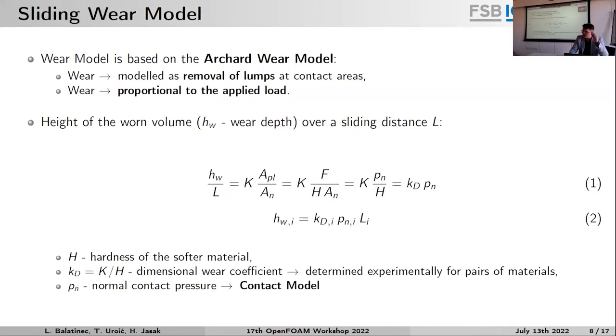Our sliding wear model is based on the famous Archard wear model, which is used for numerical simulations, as well as experimental measurements. And where wear is modeled as the removal of lumps and contact areas. Also, wear is modeled as being proportional to the applied load. And here, equation one allows us to calculate the height of the worn volume or wear depth for a sliding distance L. But for that, we need the hardness of the softer material, the dimensional wear coefficient, which can be determined experimentally for pairs of materials, and lastly, our normal contact pressure, which we can get from our contact model. Equation two, shown here, allows us to calculate the wear depth or height of the worn volume for an incremental sliding distance, and we will use it in our model.